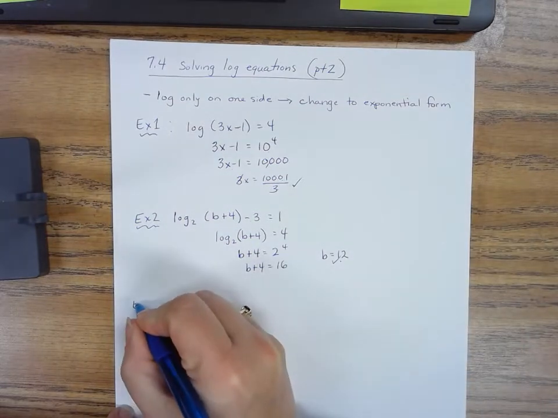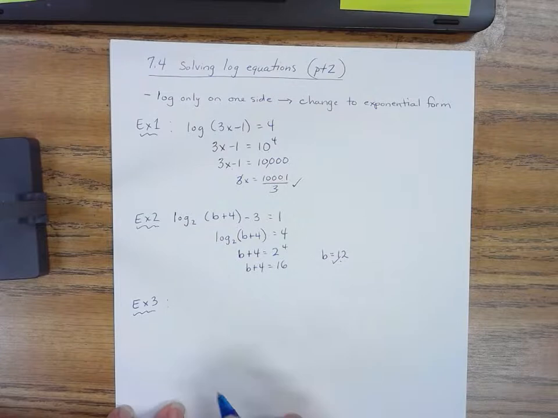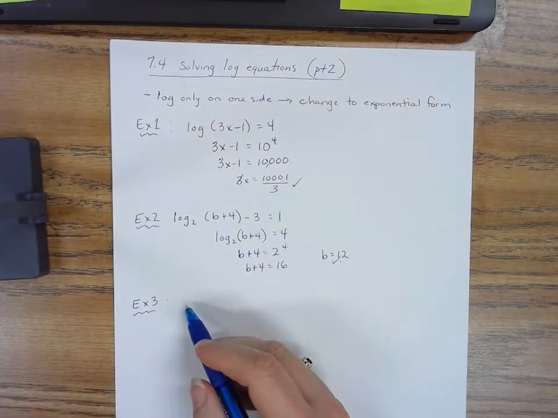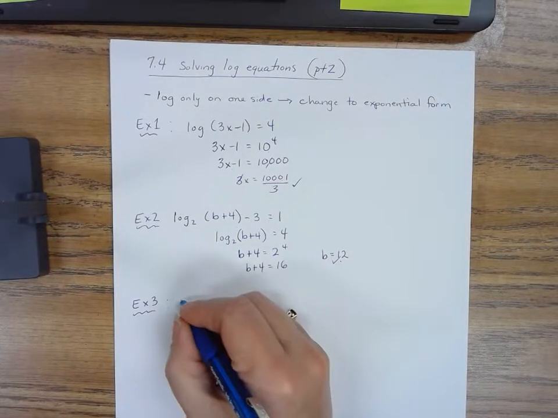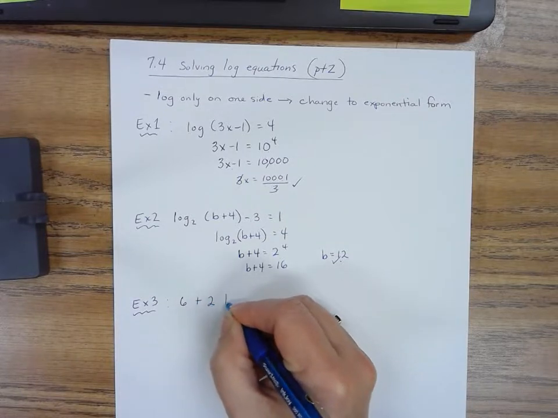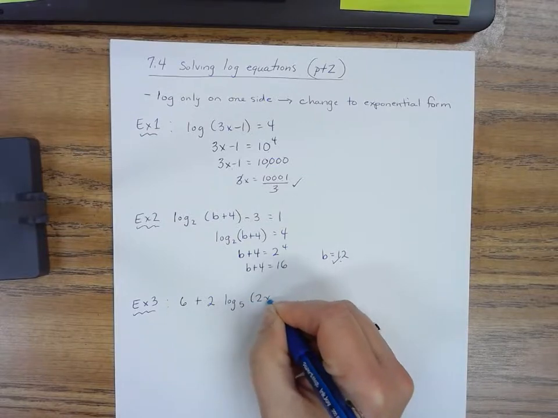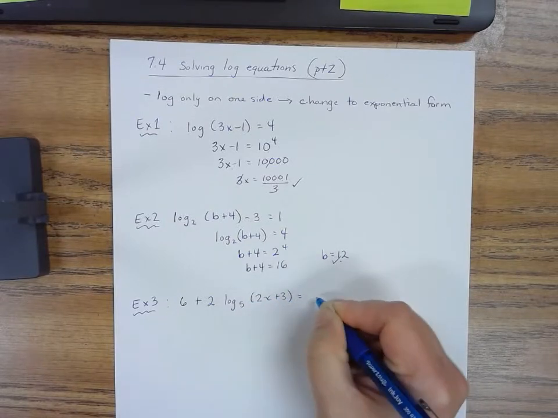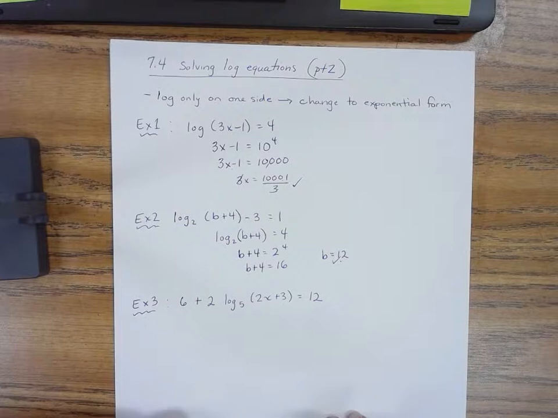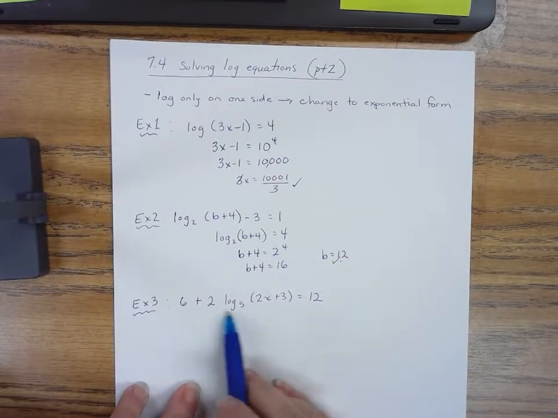Moving on, example 3. Now you get back to work. 6 plus 2 log base 5 of 2x plus 3 equals 12. Holy smokes. We got stuff going on here.